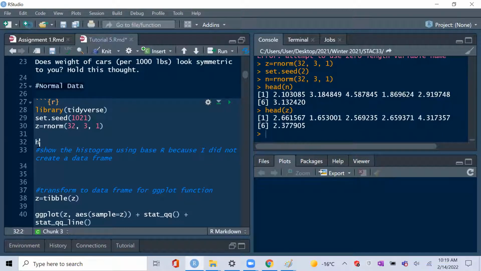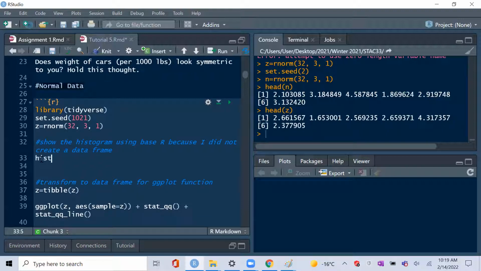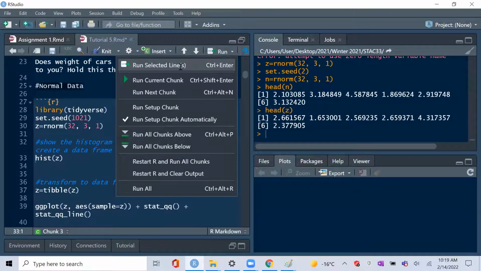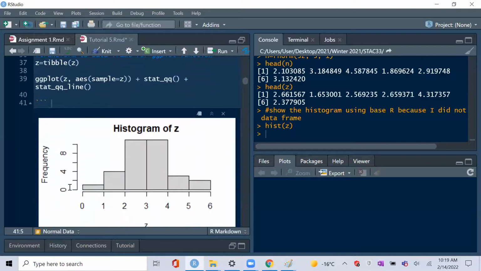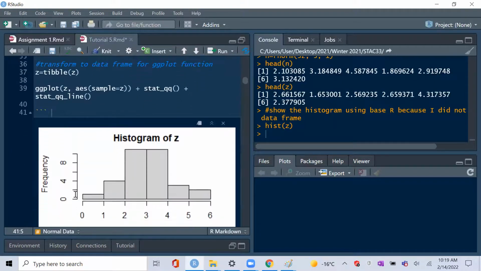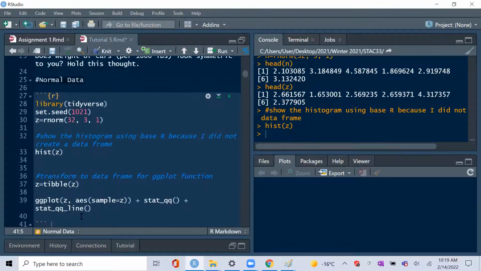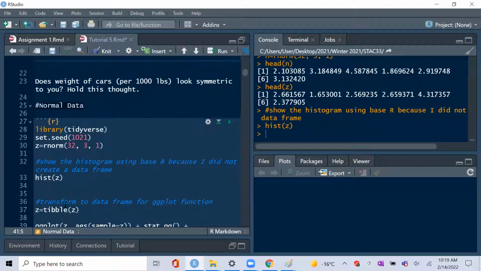So this is why I want to just look at the histogram quickly. I have to first use base R just because I have not actually created a data frame, right? So if I do this, I will get the following. I guess maybe it looks like this, which makes sense. It's a normal thing, right? So I know it's centered around like 3 and it's normal, right?